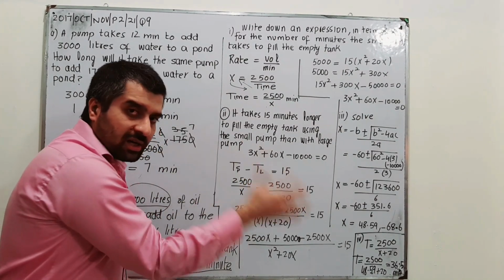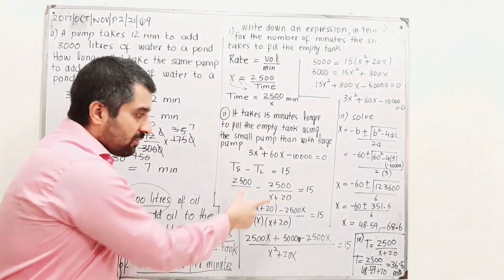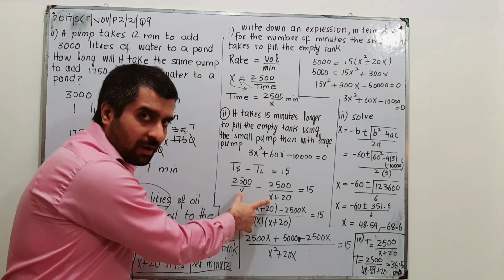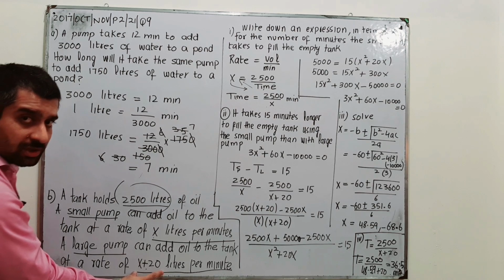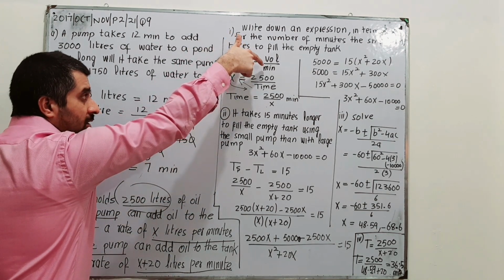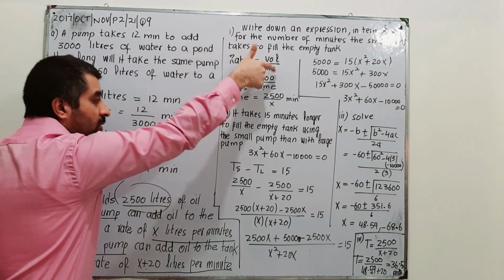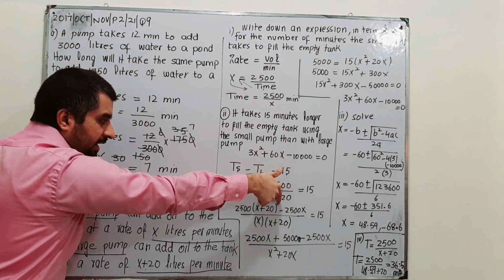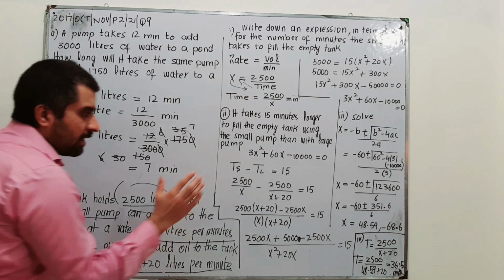Whereas time for the large pump is the volume of the tank, that is 2500, divided by the rate for the large pump, and the rate for the large pump is x plus 20. Using this equation, rate is volume over time, so time is volume over rate. Volume is 2500, rate is x plus 20, and this is equal to 15.